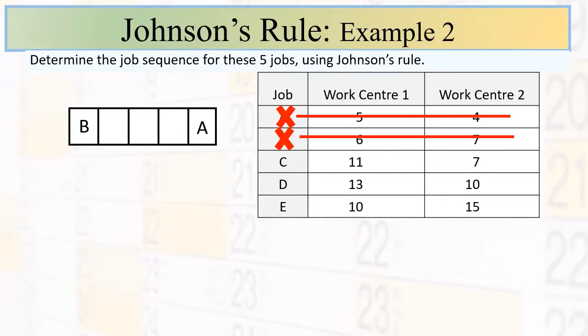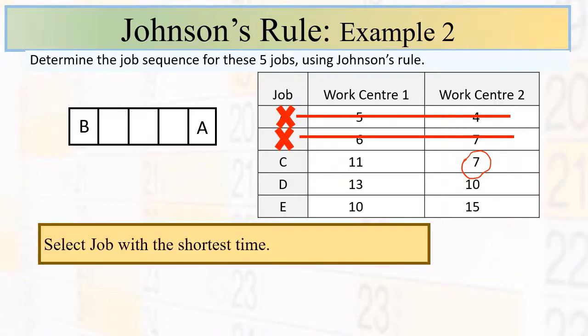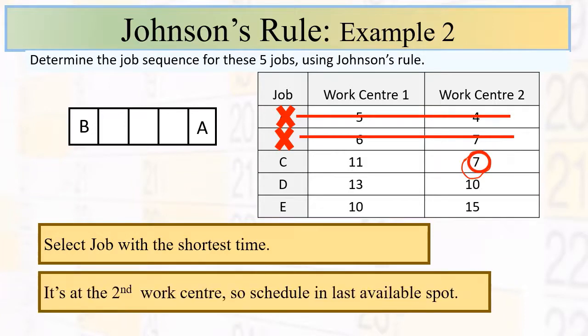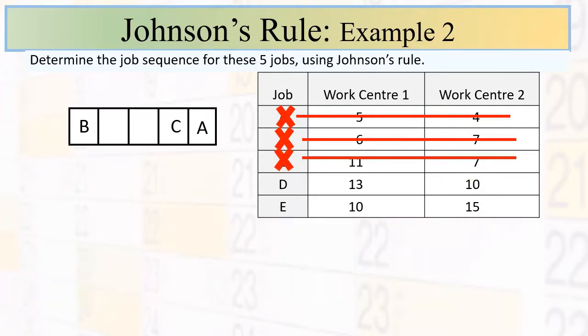We take the lowest of all these numbers, which happens to be 7, and then select the job with the shortest times. That happens to be 7, and it's in the second work center, so we're going to schedule it last. We already scheduled something last, so it's going to be the one before last. So C, because the job happens to be C, is going to be the one before the last.